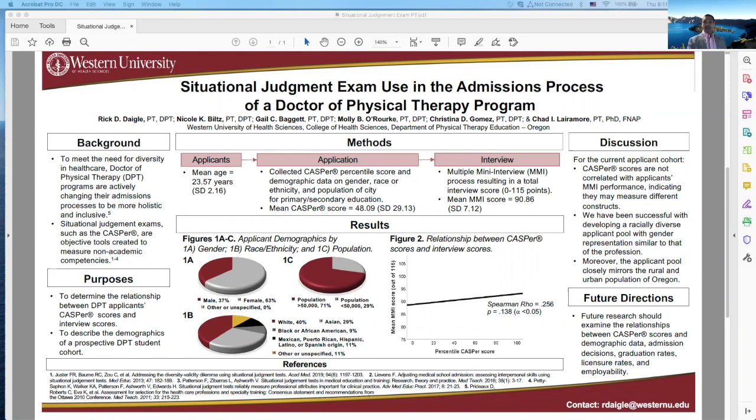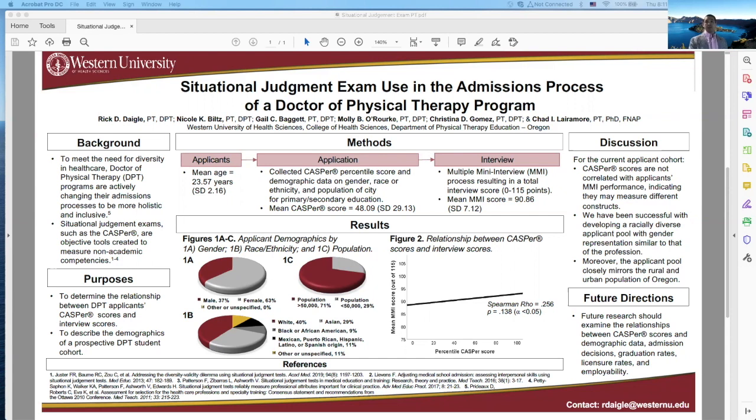The study collected data on the CASPER percentile score, MMI score, and demographic data such as gender, race and ethnicity, and population of city for primary or secondary education. Statistical analysis using the Spearman-Rho test revealed that CASPER scores are not correlated with applicants' MMI performance, which indicates that they may evaluate different constructs. Based on the data that we collected, the gender demographics of this prospective DPT student class is comparable to that of the profession. Currently, the profession is 65% female, and our prospective cohort that was studied is 63% female.